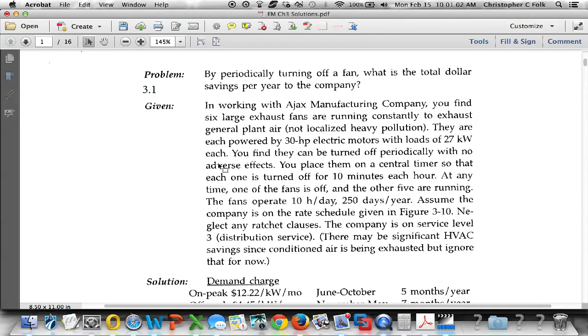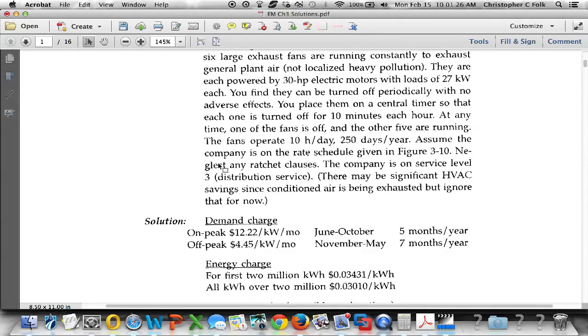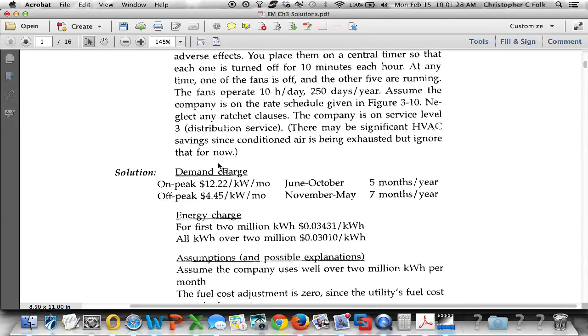Assume that the company is on the rate schedule shown in Figure 3-10 of the text. Neglect any ratchet clauses. The company is on service level 3, which is distribution service. Now, there may be significant HVAC savings since conditioned air is being exhausted, but we're going to ignore that for now. So that's the same problem we read in the back of our textbook on page 609.